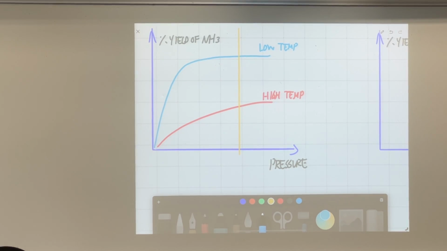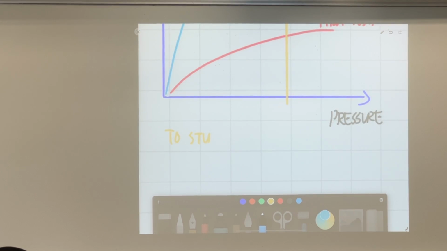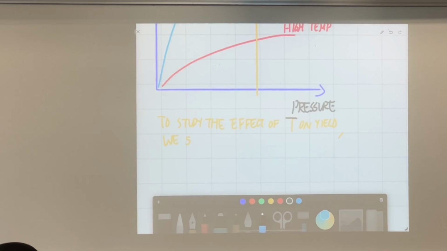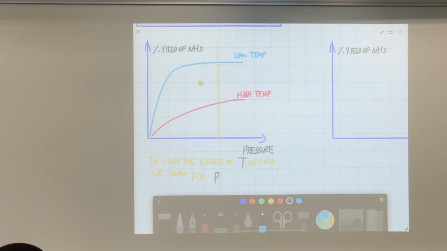So to study the effect of temperature, we fix pressure. Write down the sentence to accompany this. To study the effect of temperature on yield, we fix pressure. Because that's what you learn in Form 1. When we study the effect of one factor, we keep all other factors unchanged. So when we study the effect of temperature on yield, we should fix pressure. Keep it unchanged. So this is how we fix it.